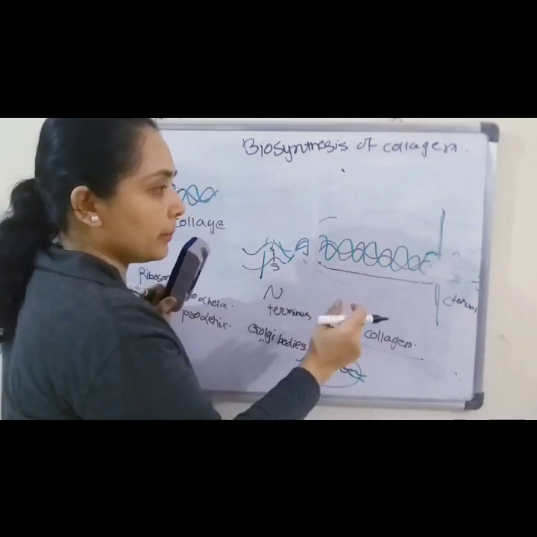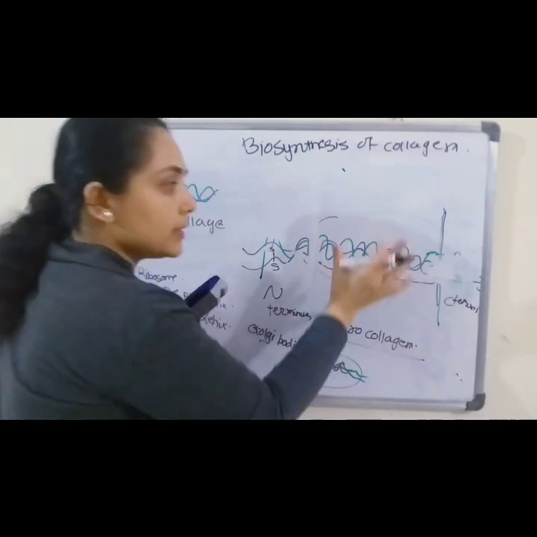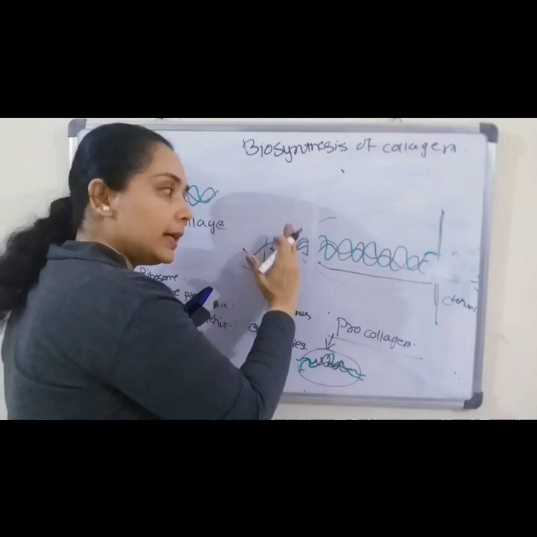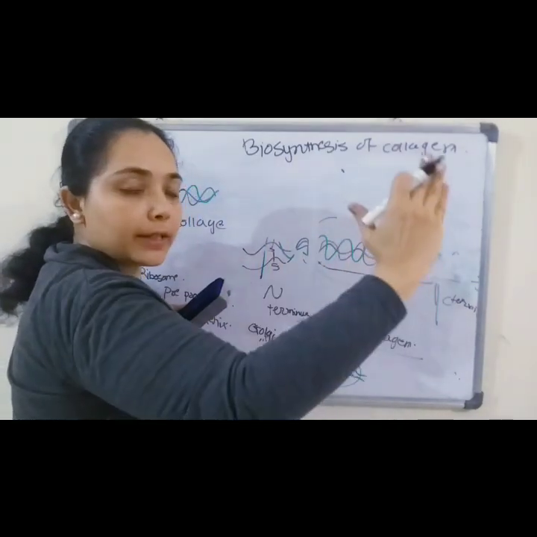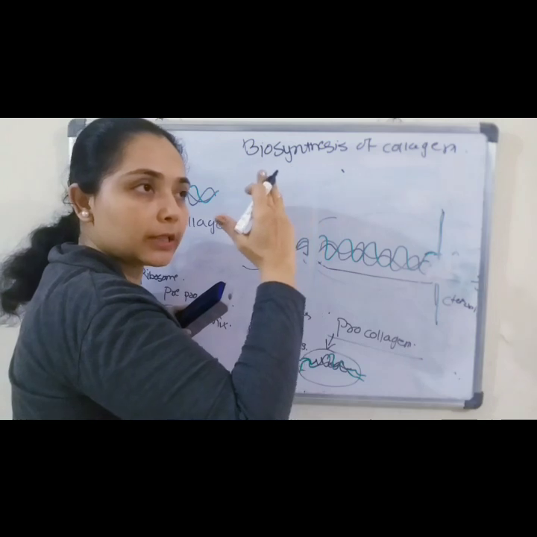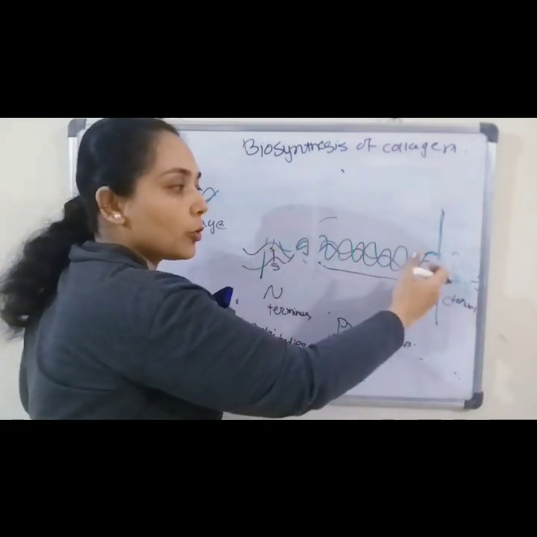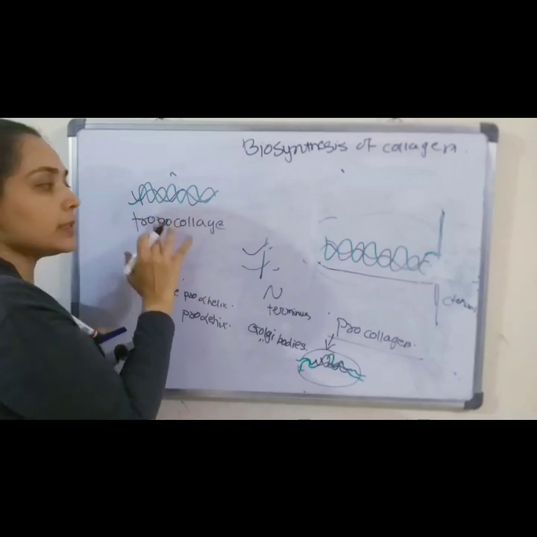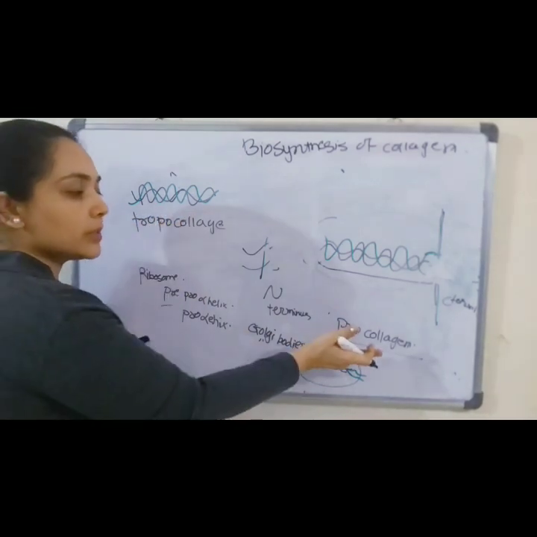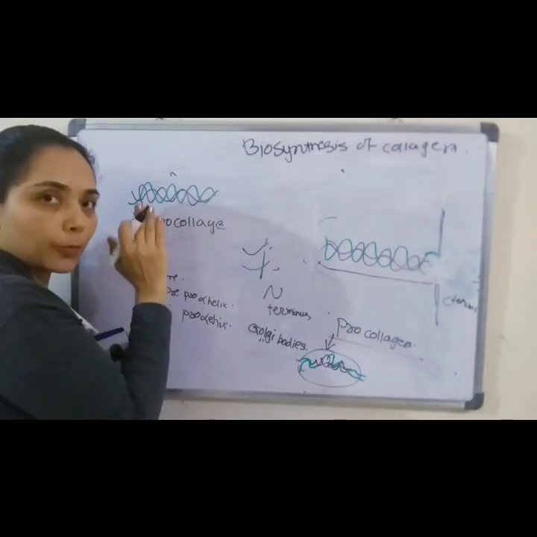Sorry if I am making any mistake. Procollagen means a triple helix with both the N-terminus and the C-terminus loose ends. When these are removed by the enzymes N-procollagen peptidase and C-procollagen peptidase, the loose ends are cut off, and what we get is known as tropocollagen. Procollagen converts into tropocollagen.